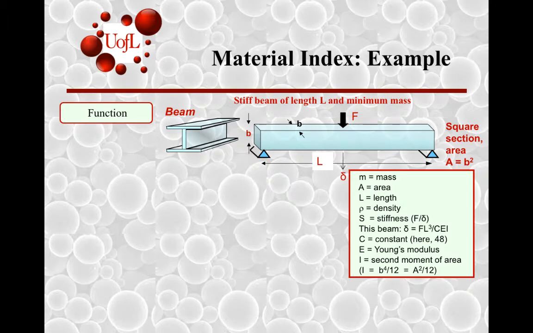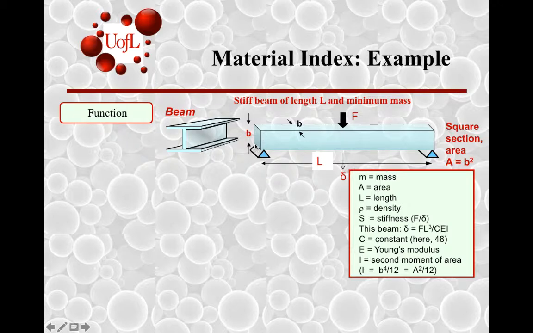So those are examples of property charts. Now let us see how the material index example that we visited during lecture 2 gets implemented. Let's take, for instance, a square cross-section beam, and across two supports, you apply a load F, and that results in a deflection delta.